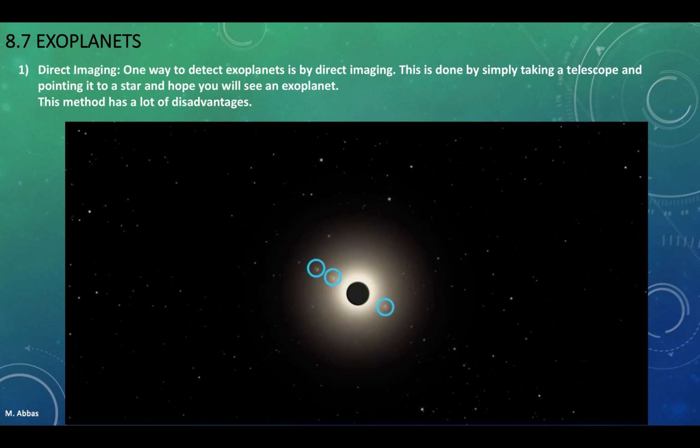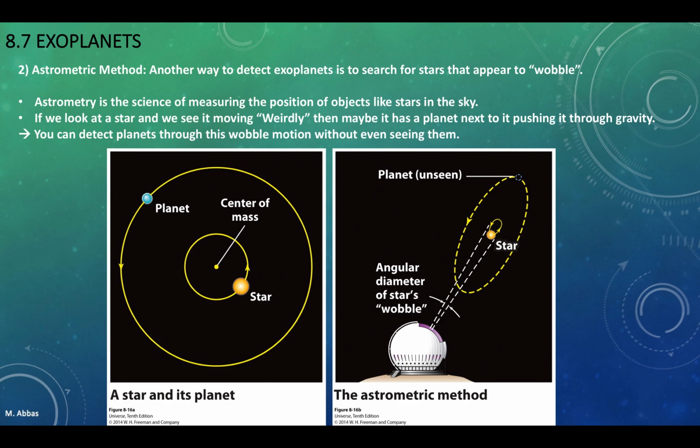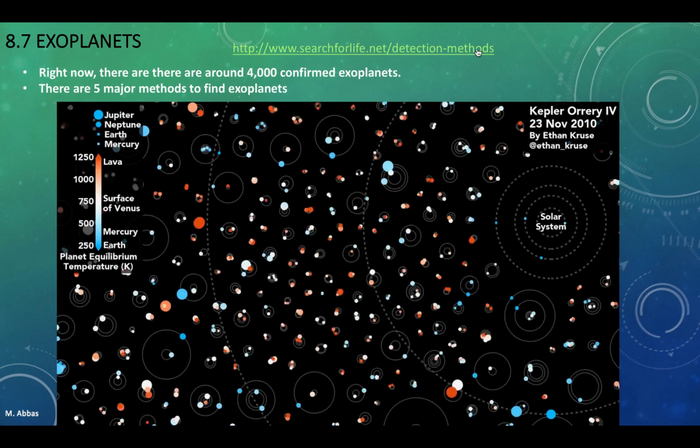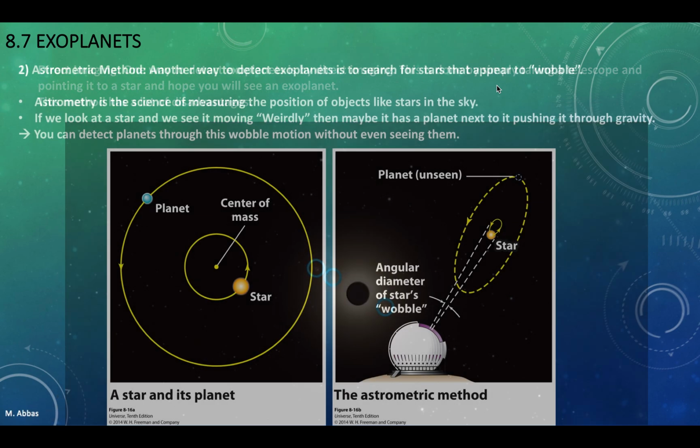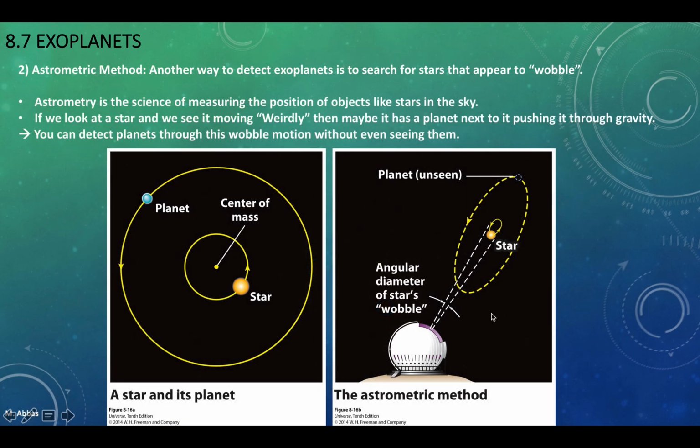Direct imaging, as its name says. The second method is what we call the astrometric method. The astrometric method depends on the wobbling of stars. If there is a planet orbiting around a star, like here, if this planet is orbiting around that star, because the planet is orbiting around the star, this star will feel the motion of the planet and it will wobble.